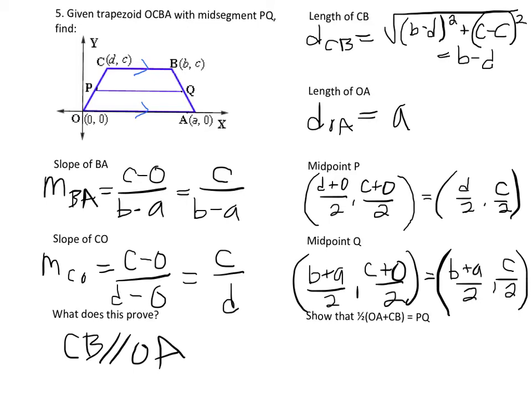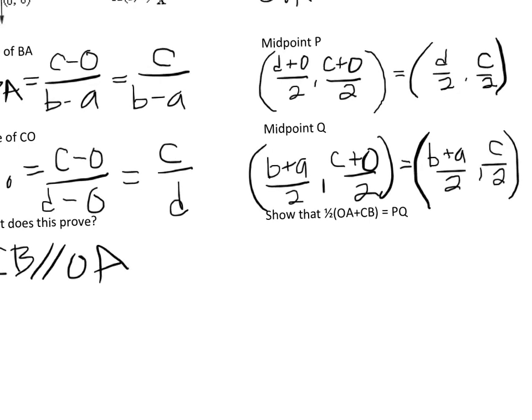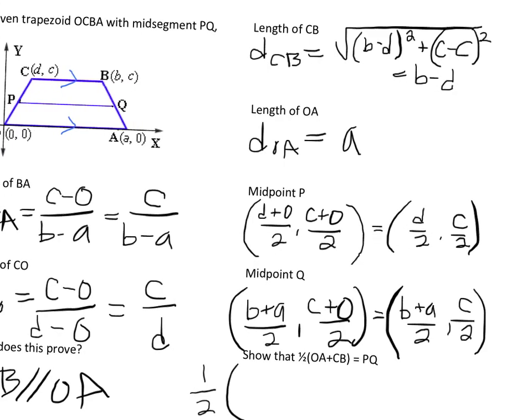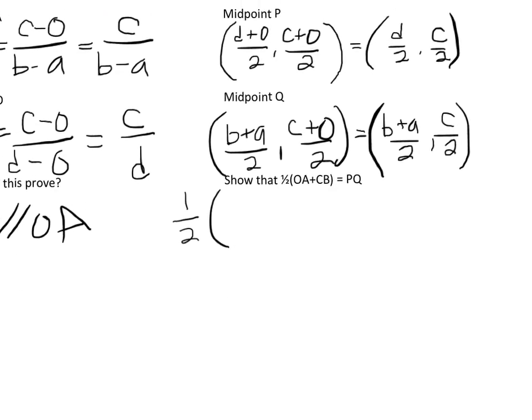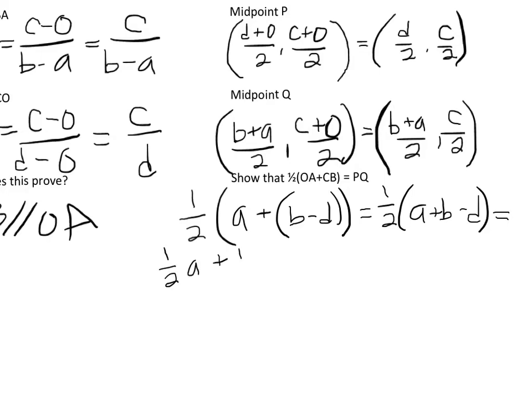To show that 1/2 times the sum of the bases is in fact the midsegment, we use what we know about the midpoints to find the length. Oh, actually, we've already figured out the length, so we use those to see if it does in fact hold. So we do 1/2 times the sum of the lengths. If we scroll up, the length of one is b minus d, and the length of the other is a. So we add them: 1/2 times the quantity a plus b minus d. I'll have to distribute the 1/2 to get 1/2 a plus 1/2 b minus 1/2 d.